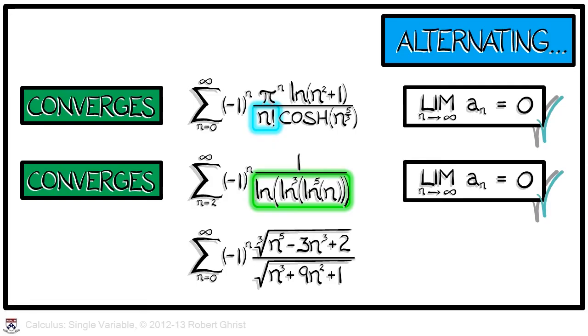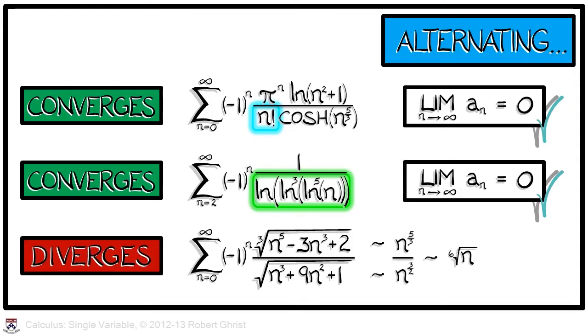The last example, involving the cube root of n to the 5th minus 3n cubed plus 2 over the square root of n cubed plus 9n squared plus 1. Well, that's not half so complicated as it looks. We could have easily computed the leading order terms of both of these and discerned through the nth term test that this diverges. This is true whether or not it's an alternating series. In all these cases, it's pretty simple.